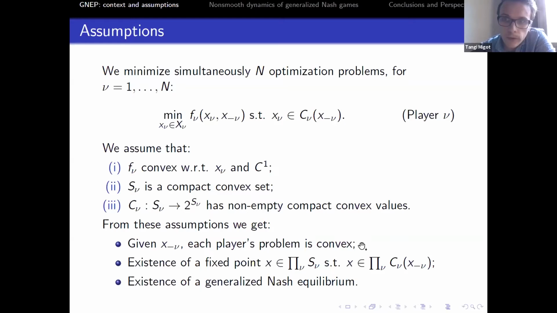Another consequence of these three assumptions is that the point-to-set mapping C, the product of the C nu, has a fixed point. So that follows from Kakutani's fixed point theorem, and more or less a direct consequence of that is that there exists a generalized Nash equilibrium. So that's very standard assumptions.